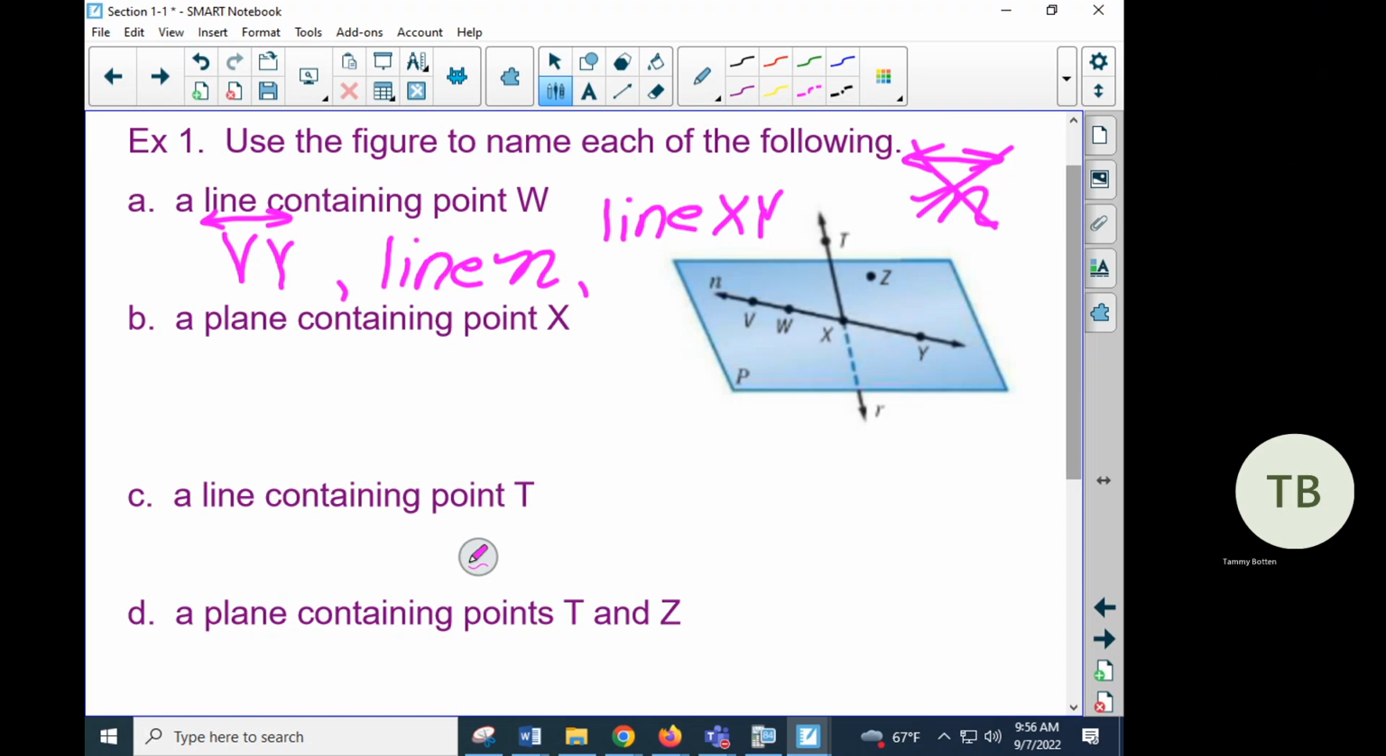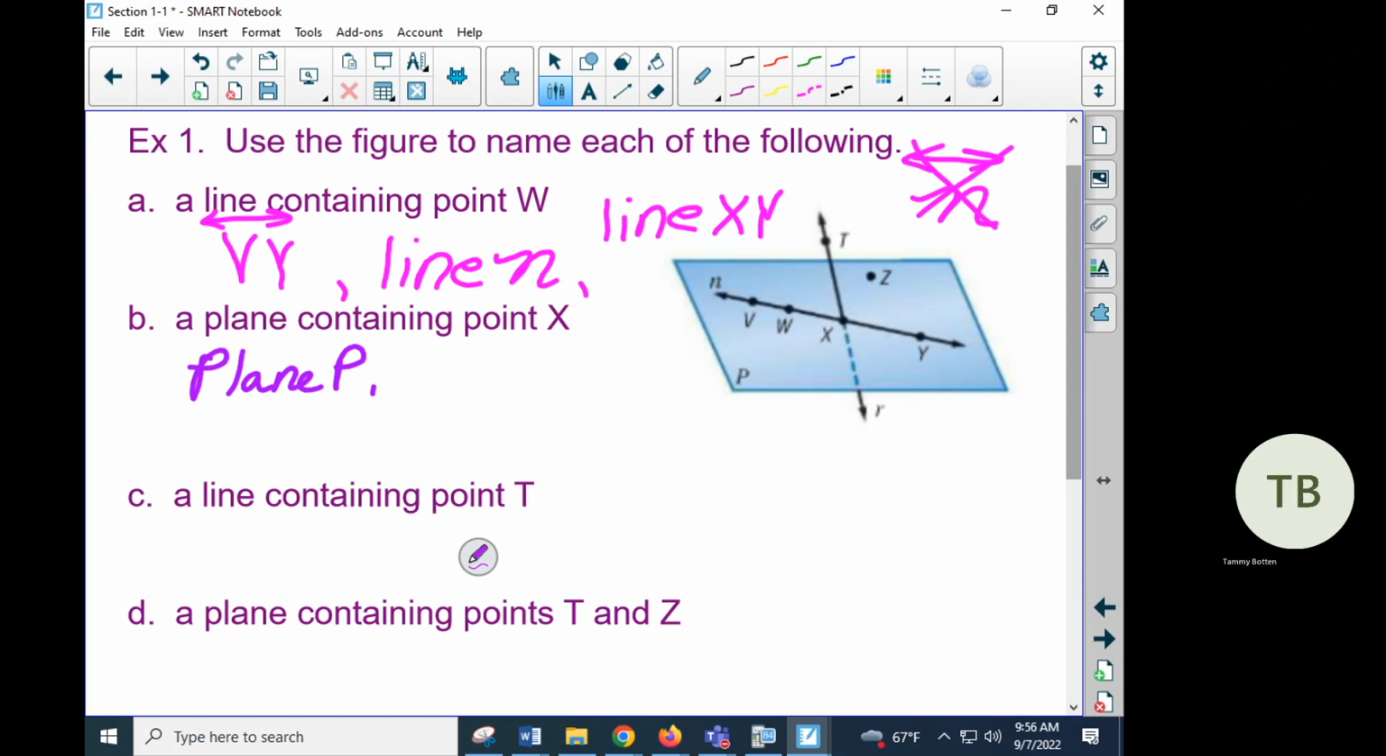Now we have to name this plane. Does anyone have a way to name that plane? Yep. Plane P, perfect. Okay, that's the easiest way to do it. What's another way to name the plane? How many letters would we use?